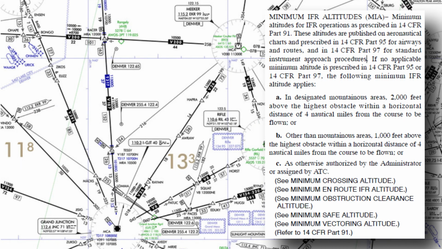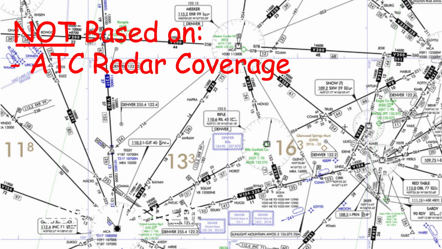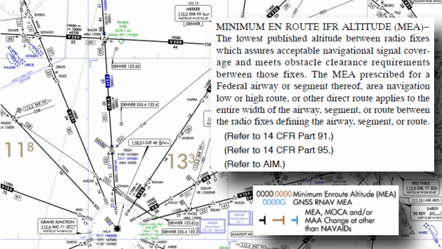Minimum IFR altitudes printed on charts are based on terrain clearance and ground-based nav aid signal coverage. These altitudes do not assure ATC radar coverage or communications are available. Therefore, when weather and aircraft capability permits, you should fly at an altitude well above these minimum altitudes found on the chart. The first altitude we'll talk about is the MEA.